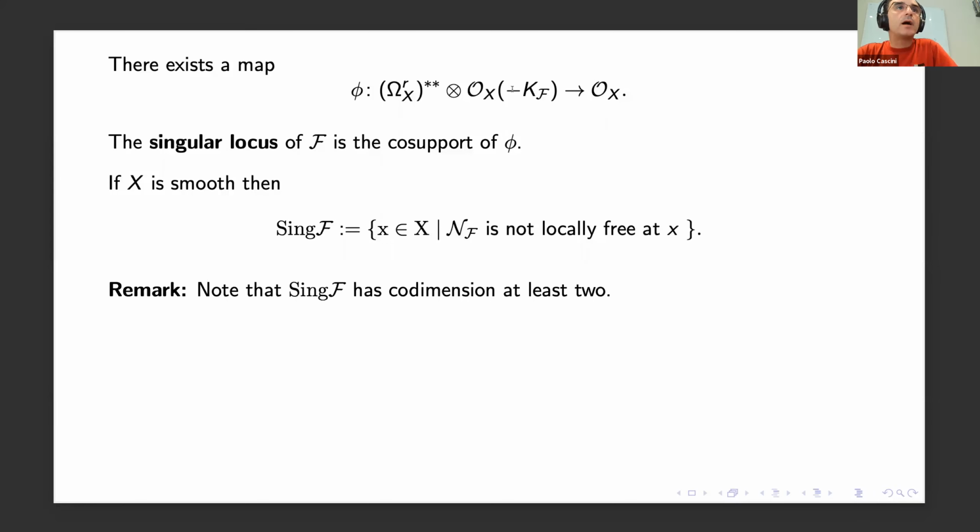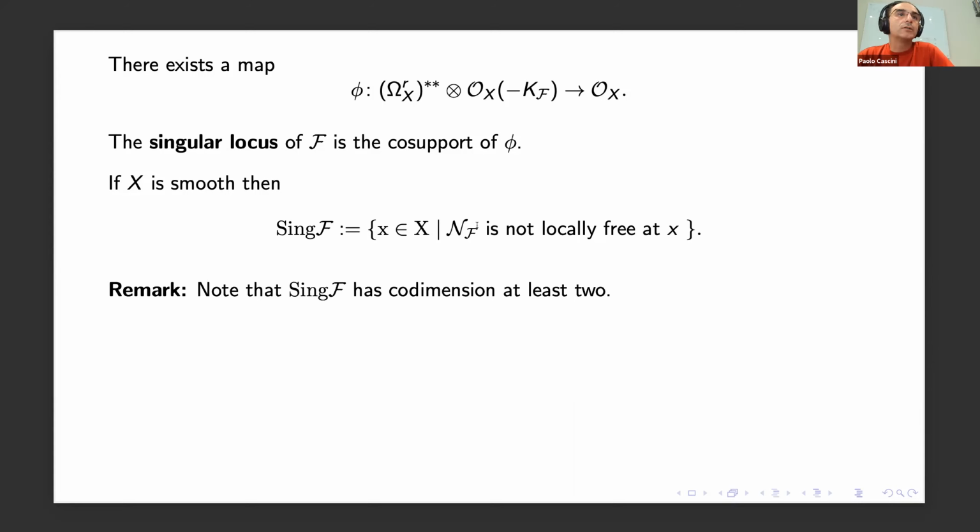A very easy remark: since we're taking the saturation, we're assuming that this sheaf is torsion-free, and this object always has singularities of codimension at least 2. It's a little bit like when we take varieties, we usually take a normalization, and the normalization will have a singular locus which has codimension always at least 2.